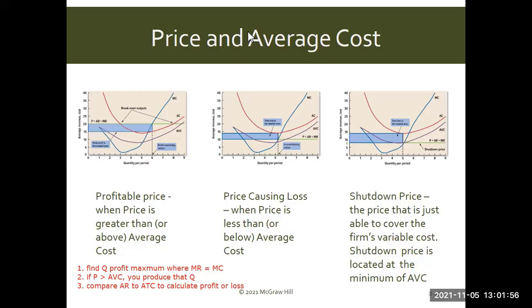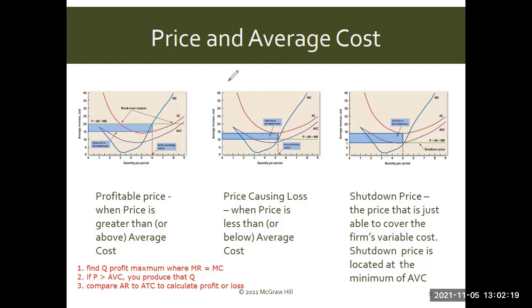Then the second thing is you find out, is price greater than average variable cost? And if it is, then you continue to produce. You don't shut down if price is covering your average variable cost. And then the third thing is you compare your average revenue, which is also the same as the price, to your average total cost to calculate the profit or loss.